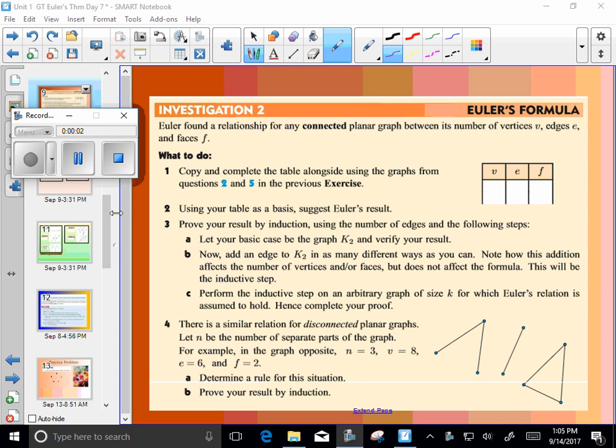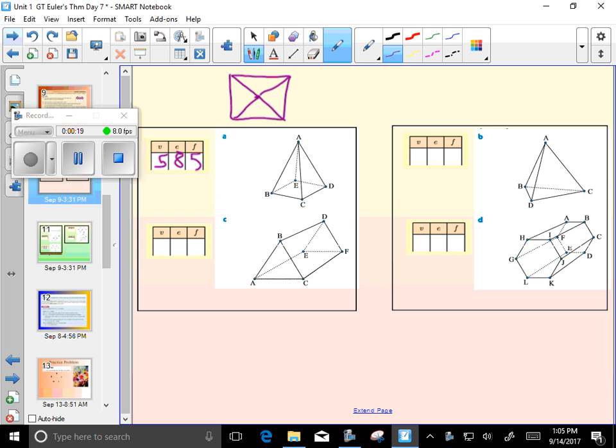All right. So just to get things going here, we're doing an investigation of Euler's formula. We're comparing vertices, edges, and faces, trying to find the relationship of those three. So what we do is we're going to take some polyhedra, turn them into graphs, and count things.